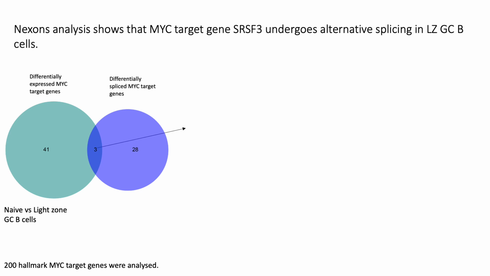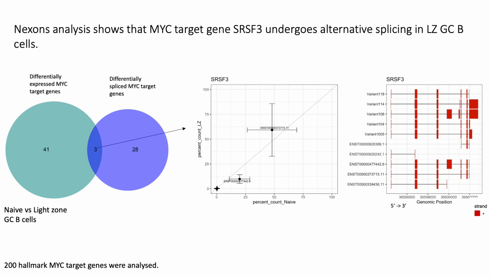Among these three overlapping genes, we found that a serine-rich splicing factor, which is SRSF3, showed differential splicing upon germinal center reaction. The protein coding isoform of SRSF3 was upregulated in the light zone germinal center B cells, while naive B cells showed a higher expression in the isoform use of a nonsense-mediated decay isoform.